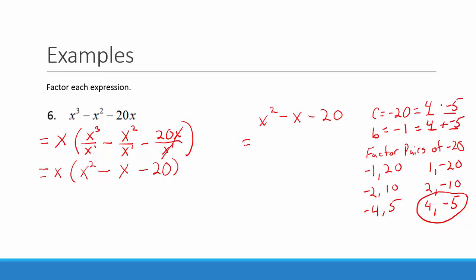So using the numbers we determined using our number riddle, we will write our factored form as x plus 4 and x minus 5. So bring that back over to our original problem and replace what's in the parentheses with its factored form of x plus 4 times x minus 5.